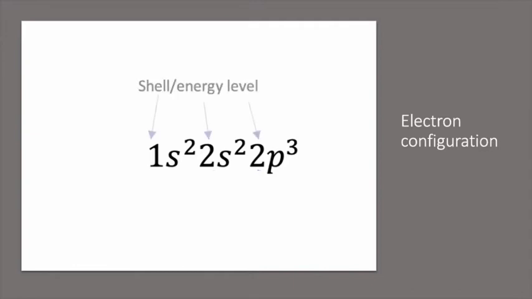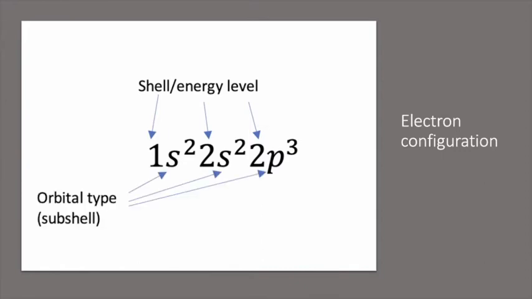The first piece is the principal quantum number. You can think of this as the main energy level or shell, like the first energy level, or the second, or the third, and so forth. The second letter indicates the orbital type, for example, if it's an s, or a p, or a d, or an f. There is a superscript that designates the number of electrons in that particular subshell.